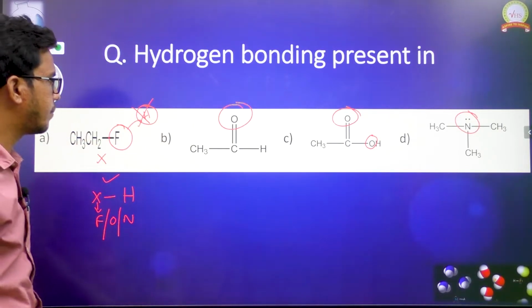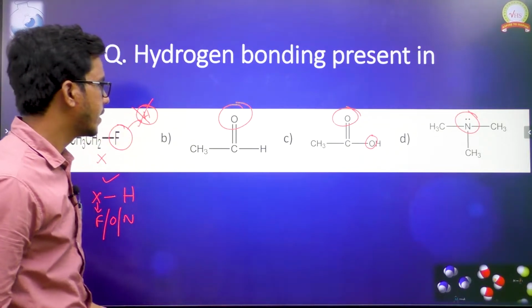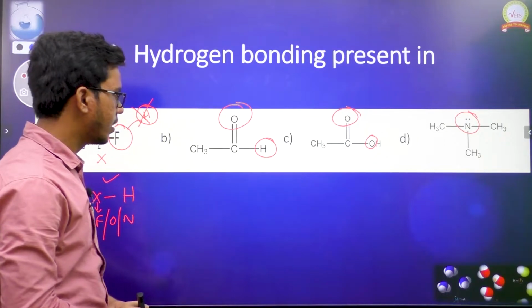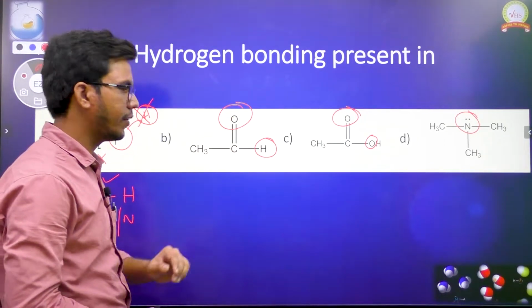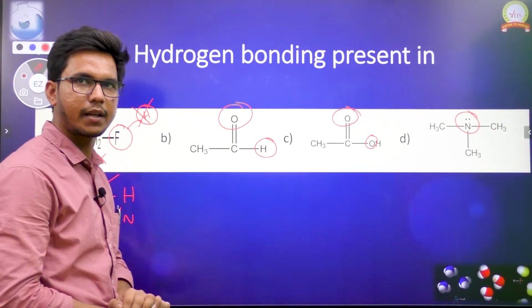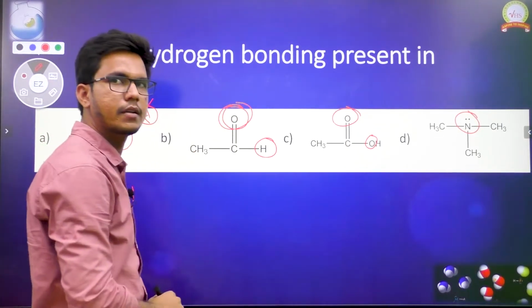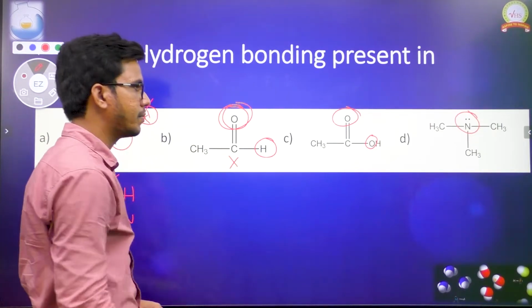Let us take the second example here. We have an aldehyde over there. Here hydrogen is there. Many of the students will get confused here. Hydrogen is there and an electronegative atom also is there, which could form hydrogen bonding. But here the hydrogen must be connected to oxygen, not to the carbon. That's why this one also won't form hydrogen bonding.